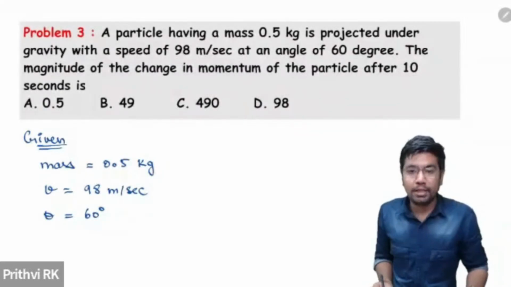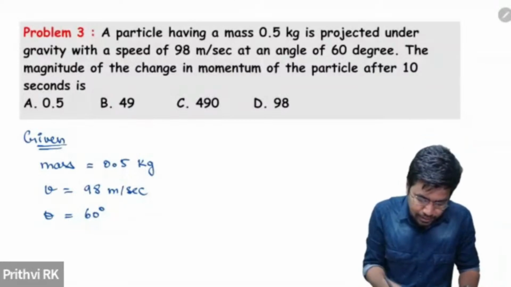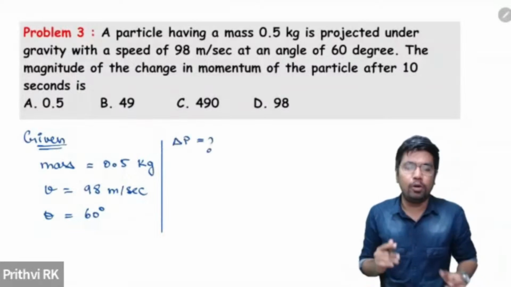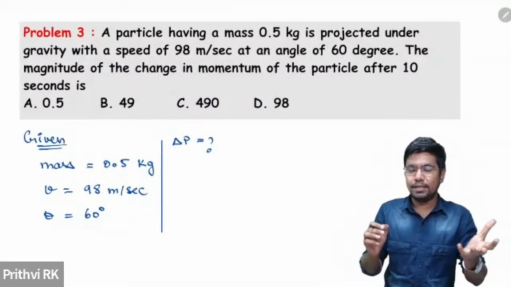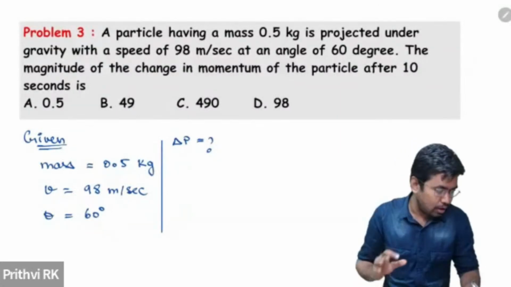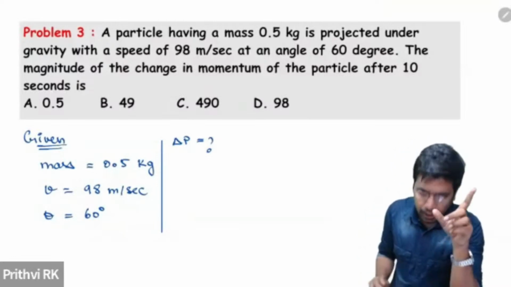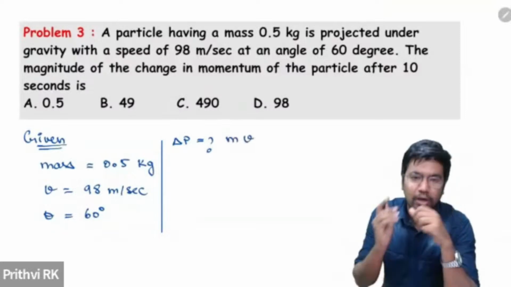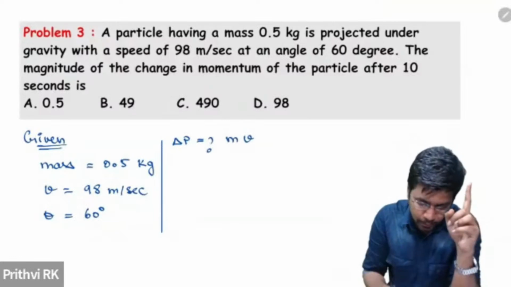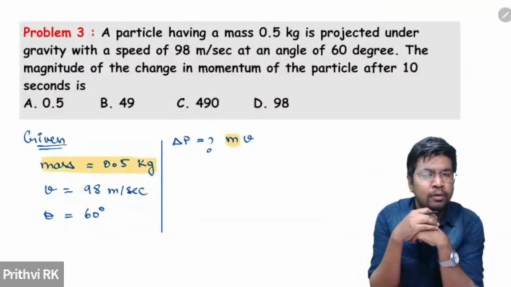The magnitude of change in momentum of the particle after 10 seconds is what they are asking. They are asking us to find change in momentum. What is the value for it? At the start itself I told you the general formula for momentum, right? So what are the formulas that we can use here? How can we solve this? That's what we have to think first. You know that momentum is mass into velocity. So to solve this question, you need mass. Is mass present in the question? Yes, it is present. 0.5 kg.